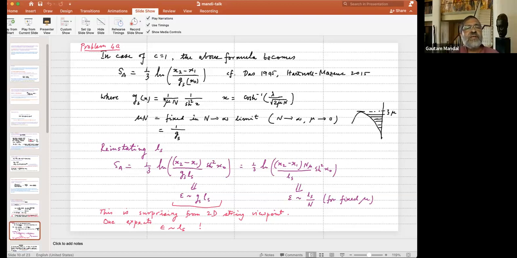But the important thing here is not the x-dependent part, but the n-dependent part. So gs of x is given by 1 upon mu n, where mu is the chemical potential, mu is the Fermi surface counted from the maximum of the potential. And in defining the c equal to 1 critical theory, you take the so-called double scaling limit, in which n goes to infinity and mu goes to 0.